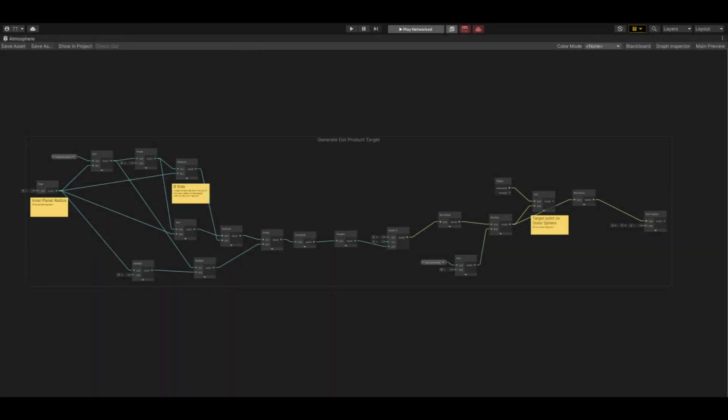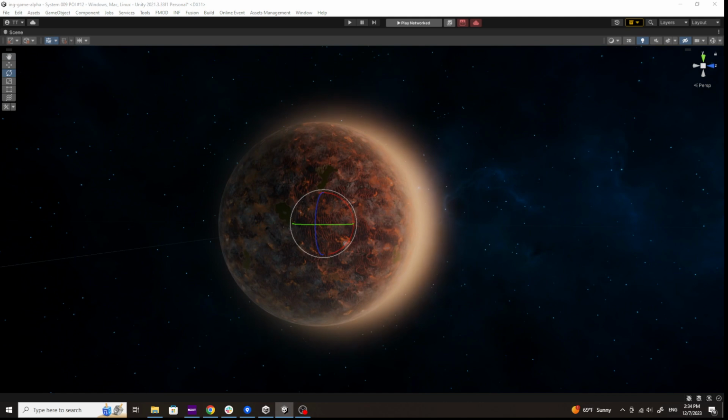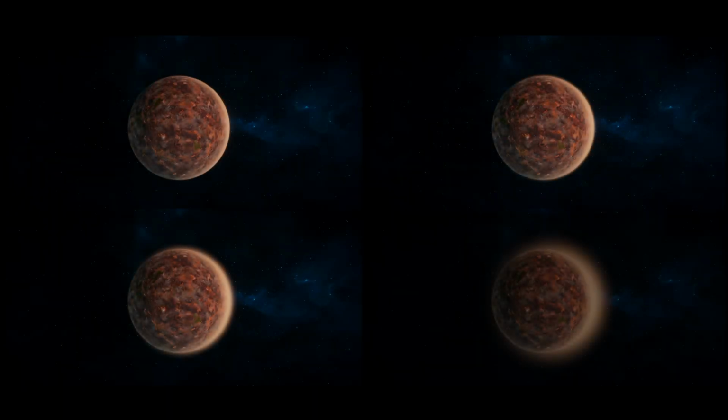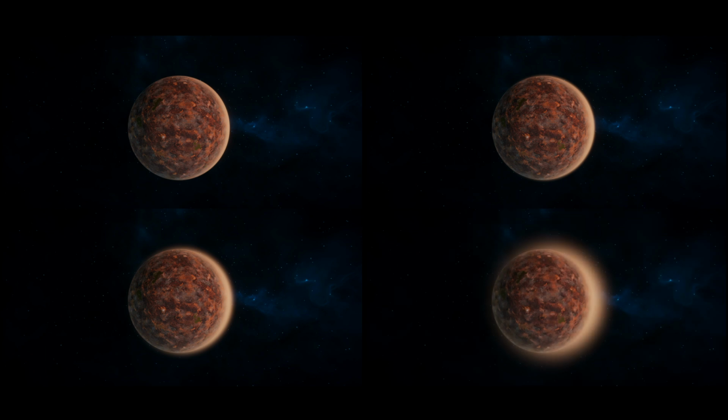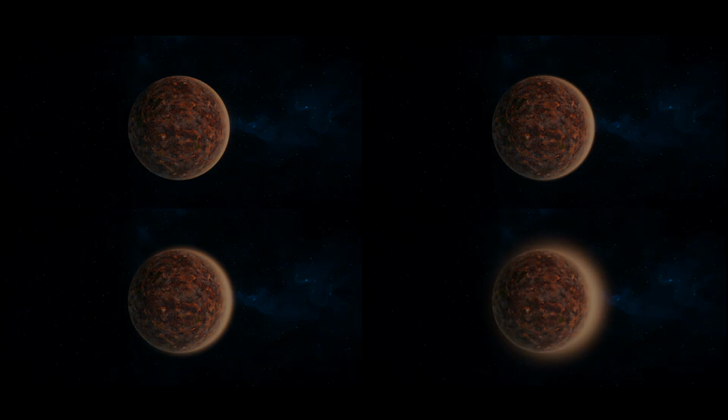Now I just convert all of this trigonometry into shader graph nodes, and the atmosphere shader works flawlessly. We can update the thickness of the atmosphere to any value we want, and the glow of the rim will always perfectly line up with the outer edge of the planet.